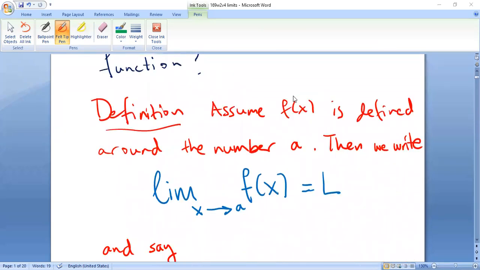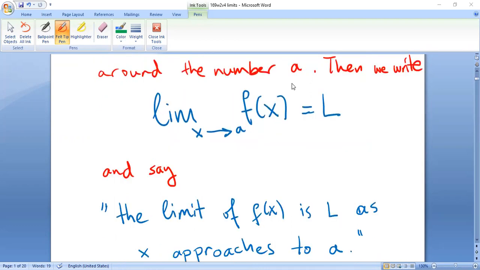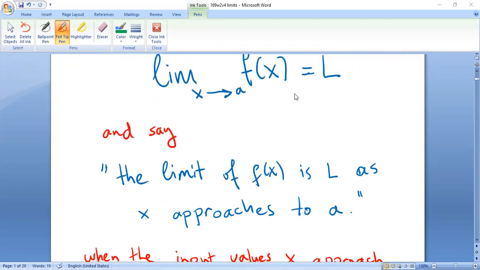Here is a definition. Let's say we have a function f of x, which is defined around the number a. This a may or may not be an input, but all the numbers around a must be inputs. Then we write the limit of the function f of x as x approaches a is equal to L, and we say the limit of f of x is L as x approaches a.